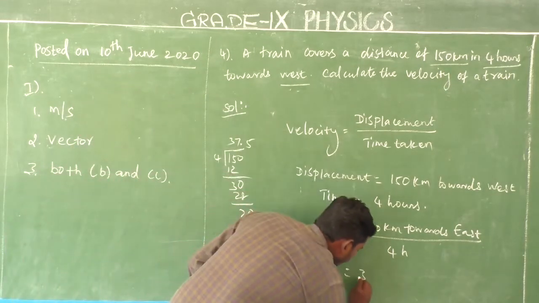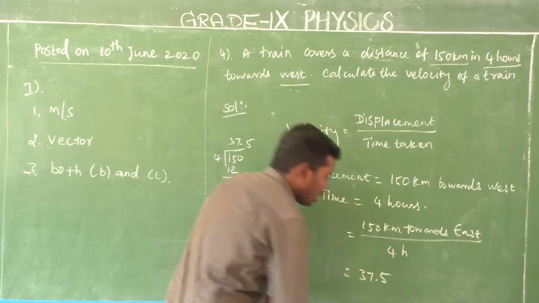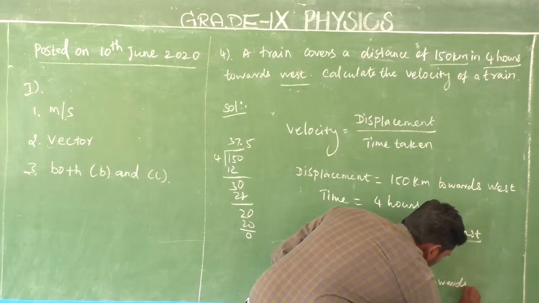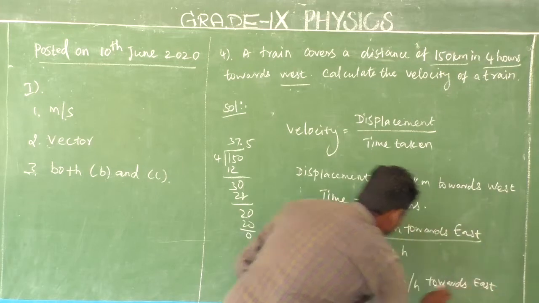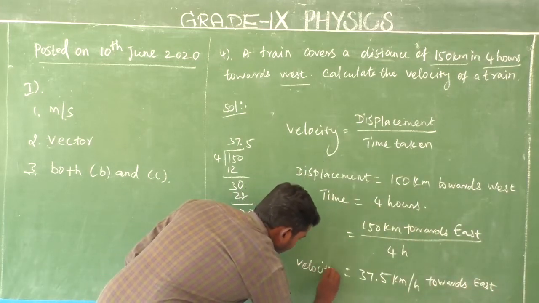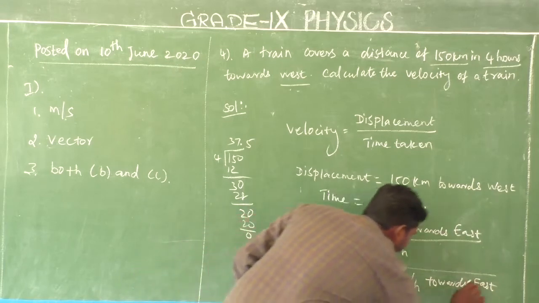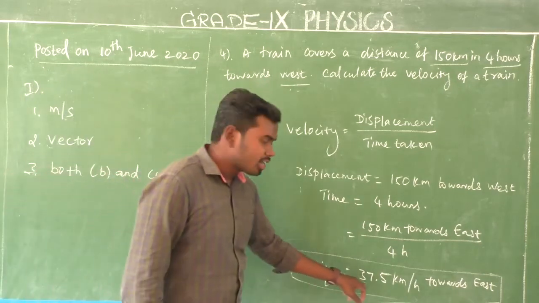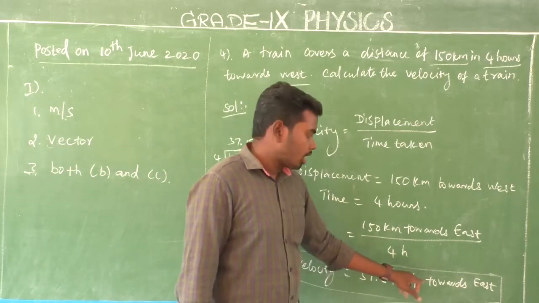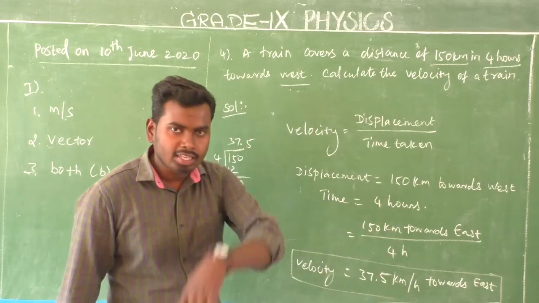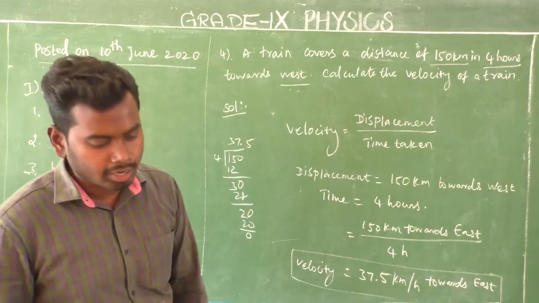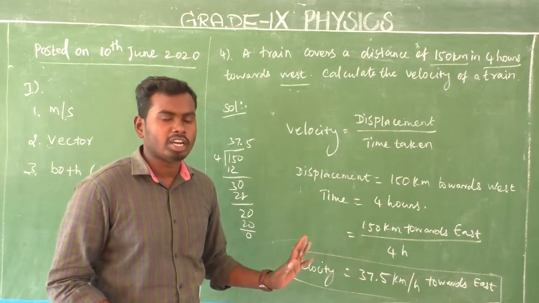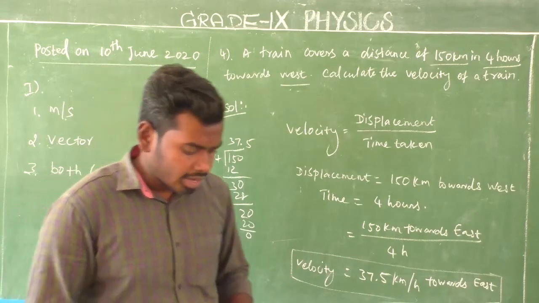37.5 kilometers per hour, towards which direction? Towards west direction. That is the velocity value. Here, the velocity of the train is 37.5 kilometers per hour towards west direction. So the fourth question answer is 37.5 kilometers per hour, that is the velocity of the train. Is it clear? Next, the fifth one.